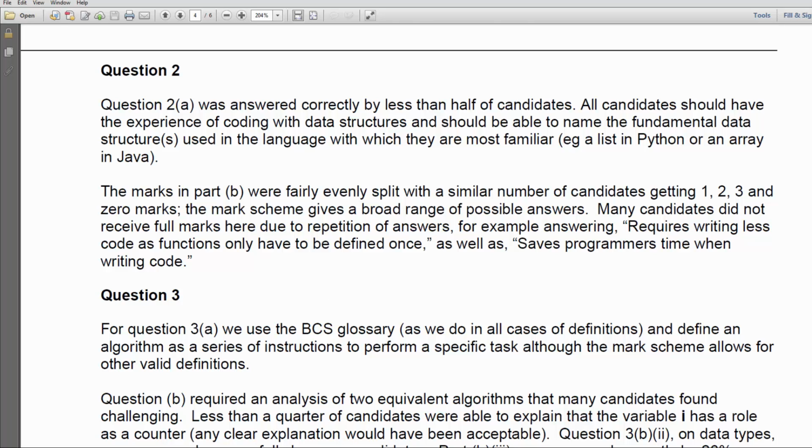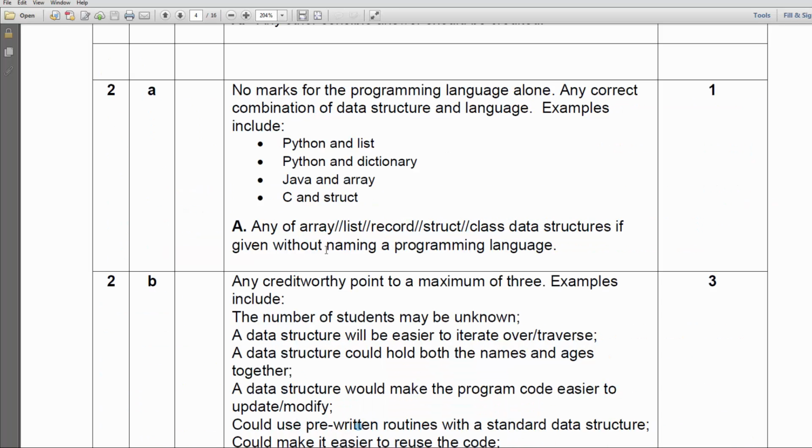So the mark scheme gives some examples. I can't cover all of them obviously, but if you just Google your language and a list of data structures, or just Google Python list. So it says here, I don't really know what this means. I assume this means award. I'm not an examiner, there's not like a key, but I assume this means award. So if you didn't write a programming language and you just wrote one of these options, you can still get it right.